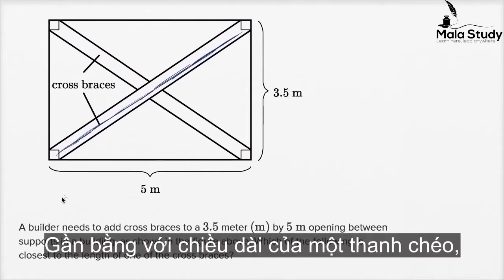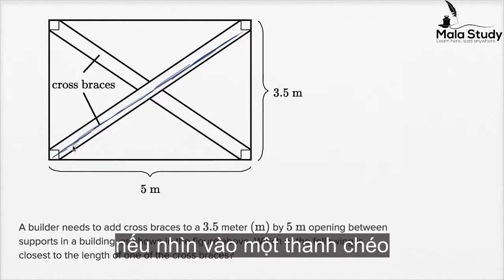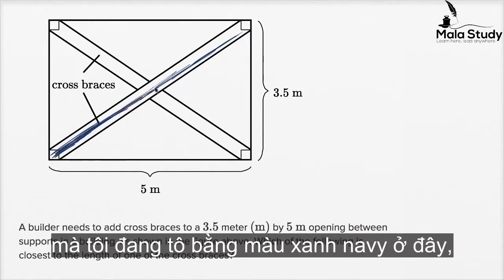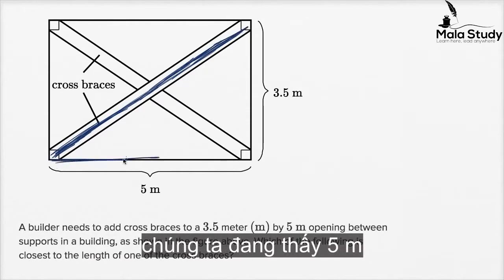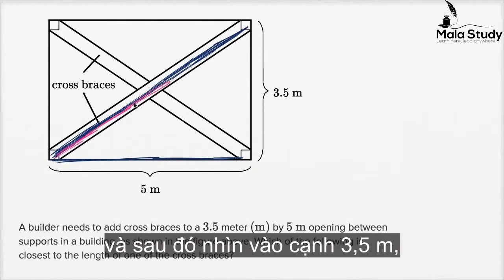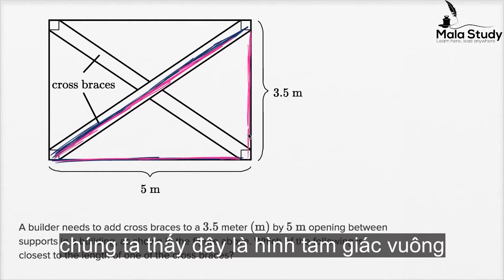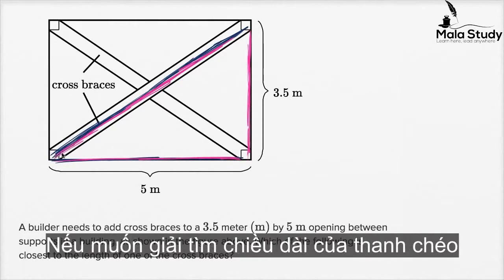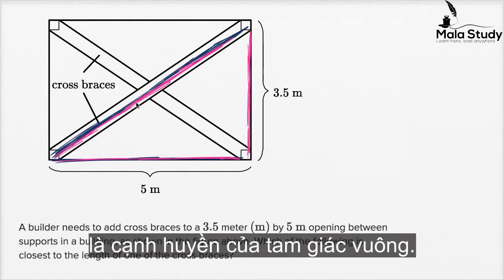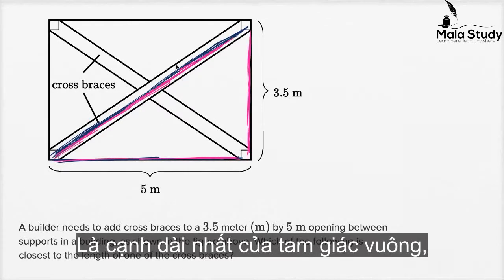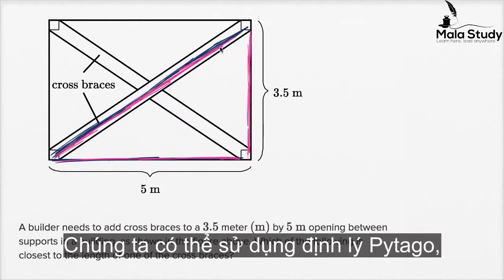So let's look at this. Closest to the length of one of the cross braces. If you look at the cross brace that I have started to shade in here in navy blue, and then you look at this 5 meter side, and this 3.5 meter side, you see that they form a right triangle. If we wanted to solve for the length of the cross brace, that cross brace is the hypotenuse of the right triangle. It's the longest side of that right triangle. And so we know that we can apply the Pythagorean theorem here.